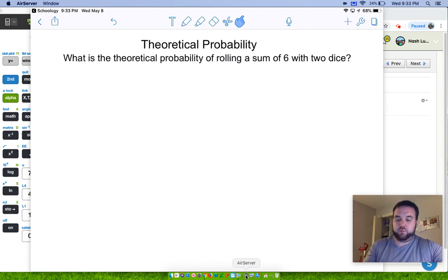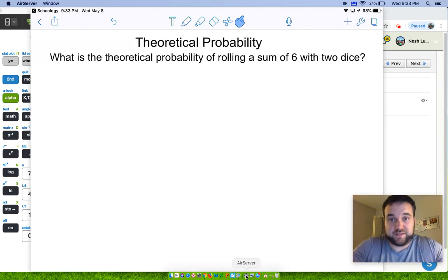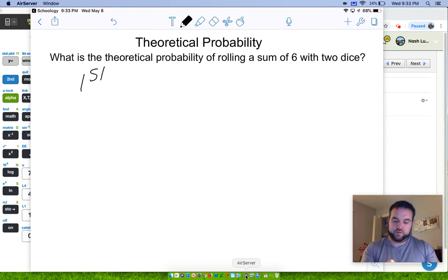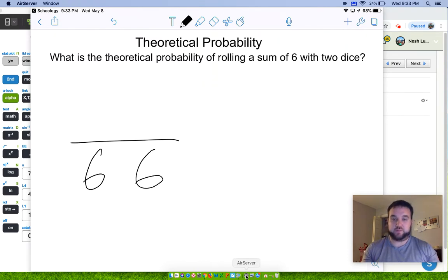What is the theoretical probability of rolling a sum of 6 with 2 dice? So if I roll 2 dice, what's the probability that I add them up and I get 6? Let's attack it this way. I'm going to roll 2 dice, right? The first one has 6 different outcomes, and the second one has 6 different outcomes. The question is, what do I do with those 6s?